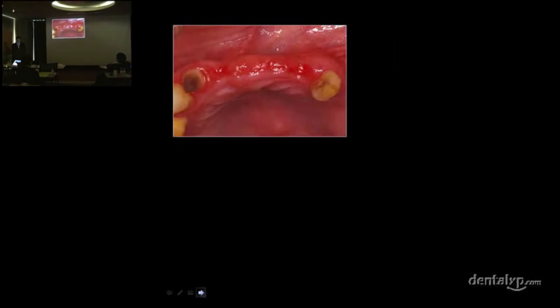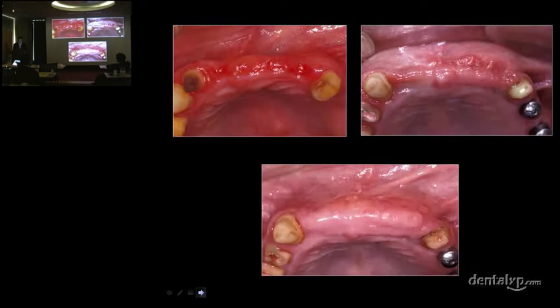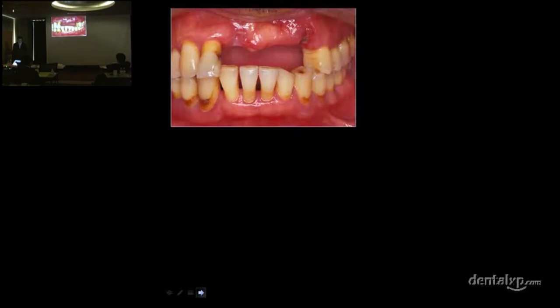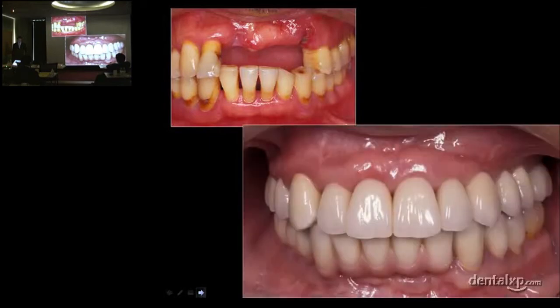These are occlusal views. From this angle, we can see that both keratinized tissue and contour were sufficiently achieved. Then a punch-out procedure and abutment connection was performed. These are X-rays of before and after treatment. Alveolar bone contour was much improved. This is before, and this is after treatment. You can see the natural-looking teeth and the soft tissue frame.